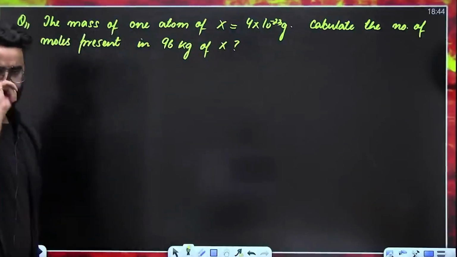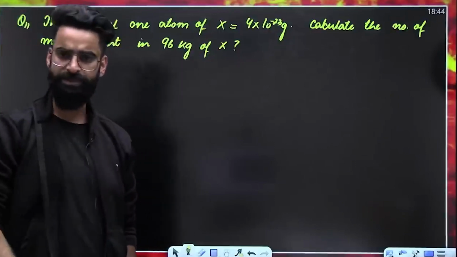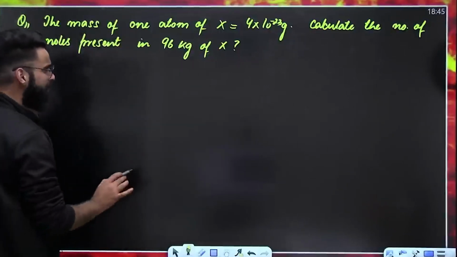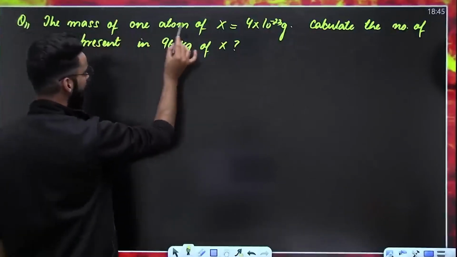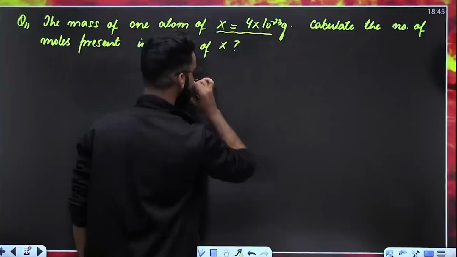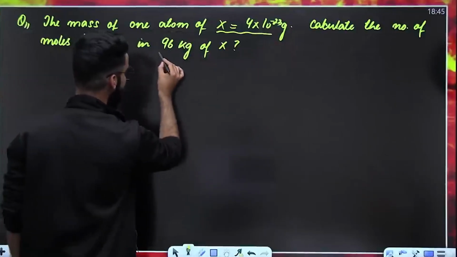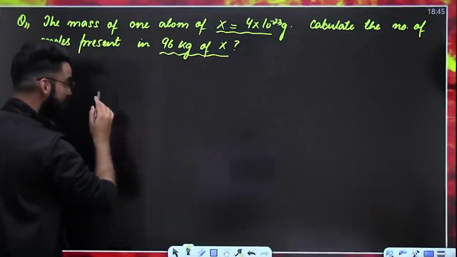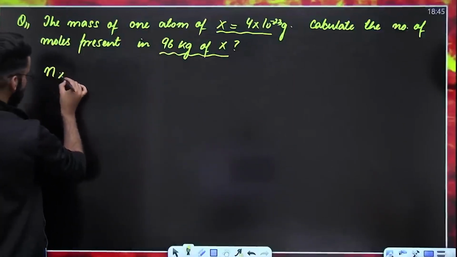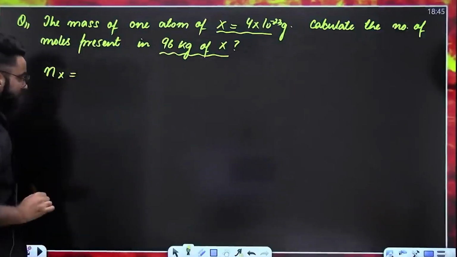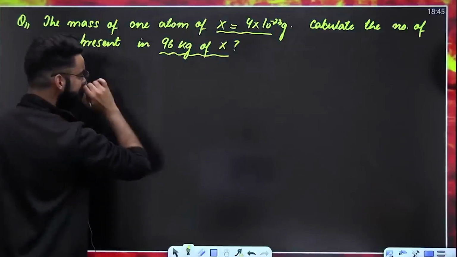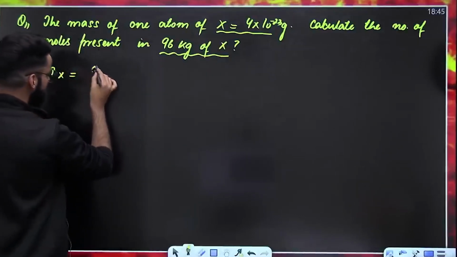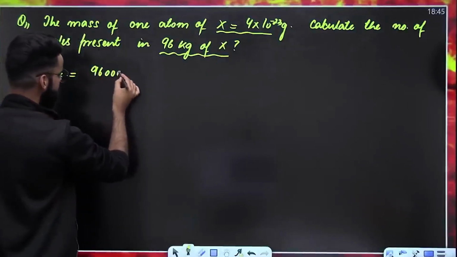Can you solve this question quickly? It's a simple question, guys. The mass of one atom of element X is given, and we are supposed to calculate number of moles present in 96 kg of X. So mass of X is given, which is 96 kg. So it is 96,000 grams.